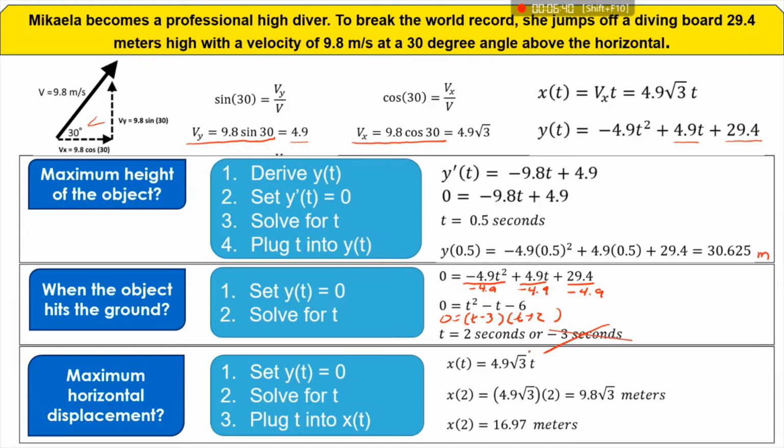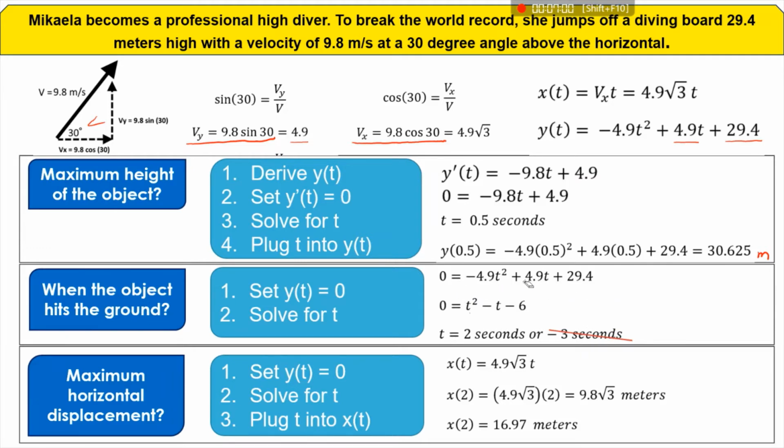We know that a negative time doesn't make sense for us in real life, so I can get rid of that one. That would have been seconds before we threw the ball. So that tells us which one we're going to use. Okay, so that's when the object hit the ground.